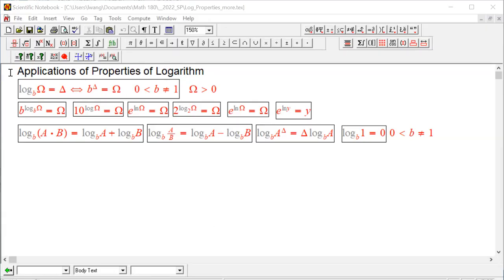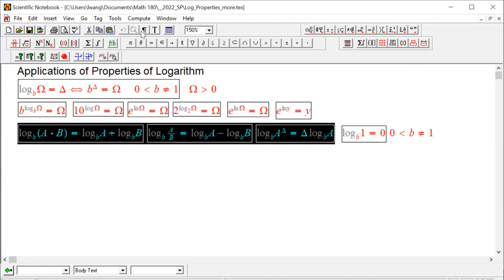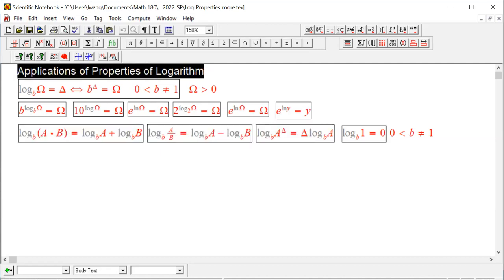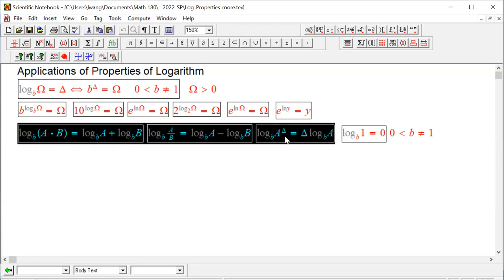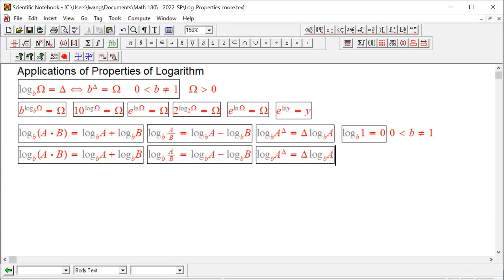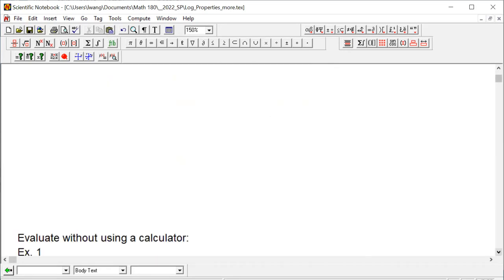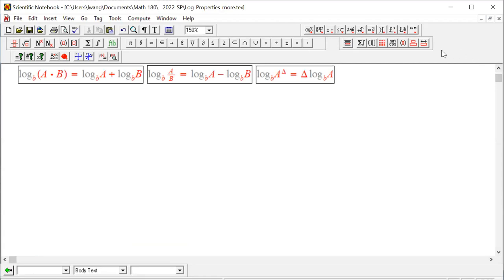Hello, in this lesson, we're going to talk about more examples on the application of logarithm, in particular, these three properties. So let's get started. These three properties play an important role in solving equations involving logarithm. The first type of question is called expanding.